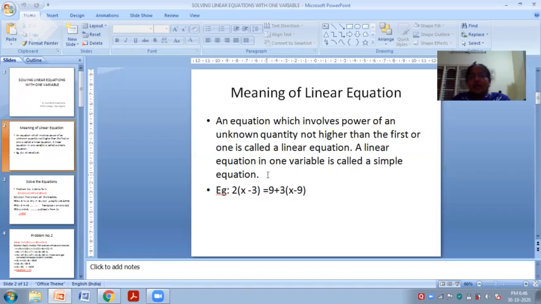And a linear equation in one variable is called a simple equation. That means we have only one variable in the equation, for example x only. If there is more than one variable, it becomes a simultaneous equation or linear equation with two variables. But if we find only one variable like x only, then it is called a linear equation with one variable only.